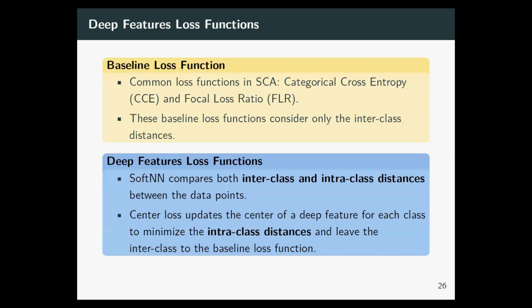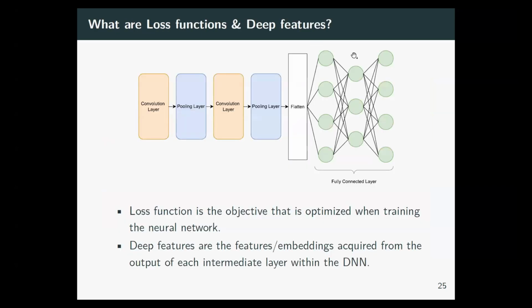Common loss functions in side channel analysis include categorical cross entropy and the custom-made loss function known as focal loss ratio. These loss functions only consider the output of the deep neural network in their computation. But deep feature loss functions also consider the deep features in the neural network in their computation.